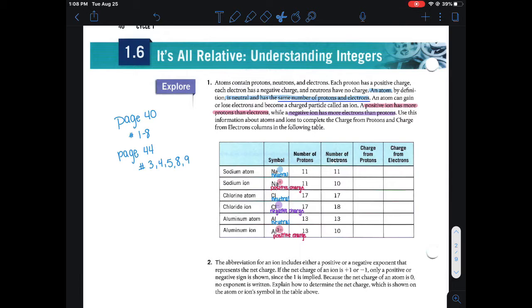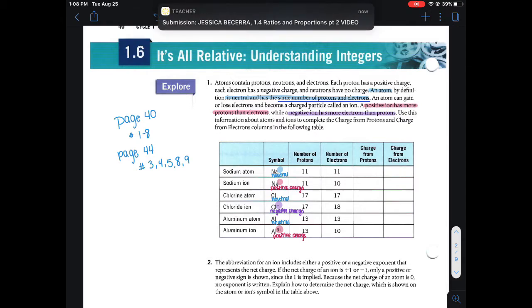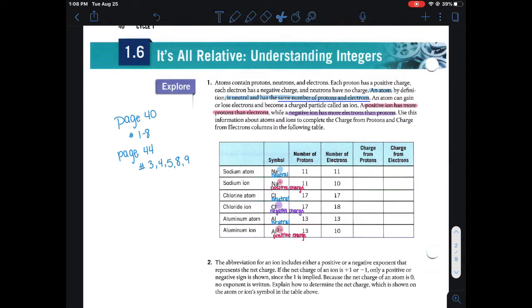So I underlined those important key pieces of information that will help us through this next problem, because I personally struggle with protons, electrons, atoms, all of that. I don't know what they mean, so I highlighted it so I could refer back to it. Use the information about atoms and ions to complete the charge from protons and charge from electrons column in the following table. So a sodium atom, and remember atom was neutral, so same number of protons, same number of electrons.